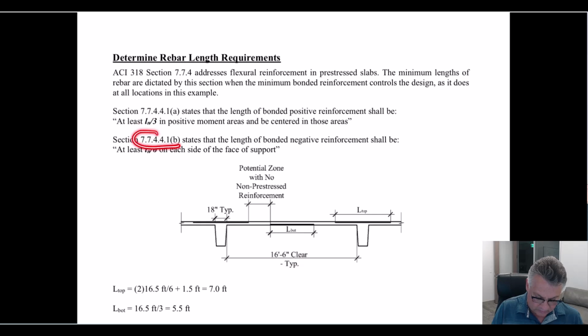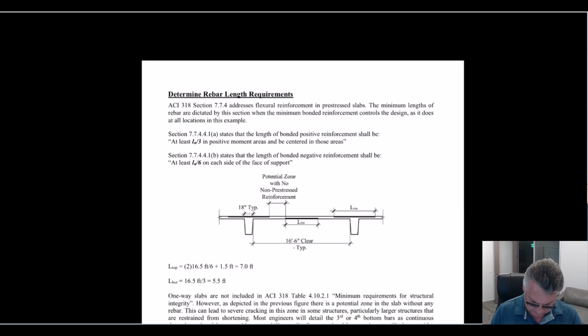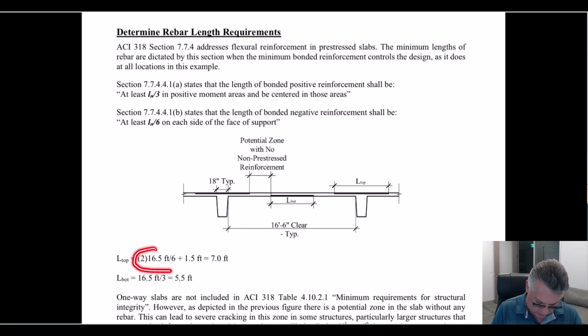Now 7.7.4.4.1B says for negative reinforcement, you need the clear span divided by 6 on each side of the support. So this is the clear span divided by 6 plus the width of the support. So you've got 2 of those plus the width of the support. 2 ln over 6 plus the 18 inches. Says that the top steel that I need to specify can't be any less than 7 feet. And the bottom steel can't be any less than 5.5 feet.